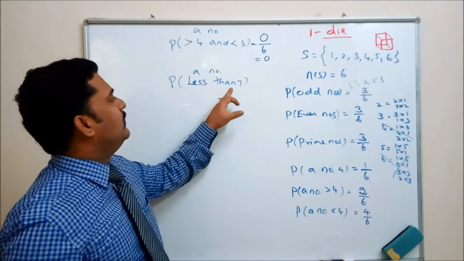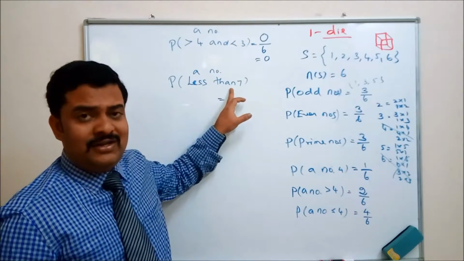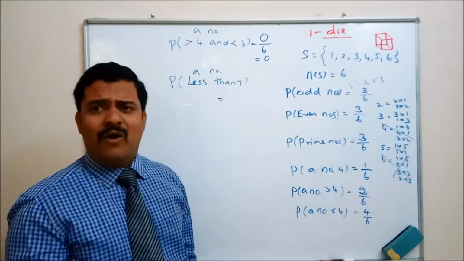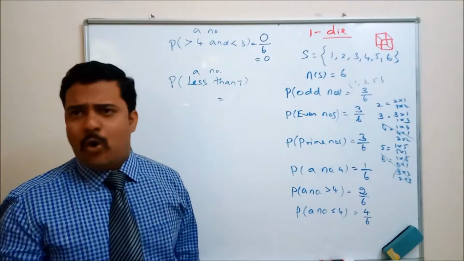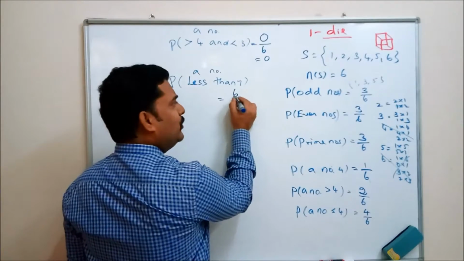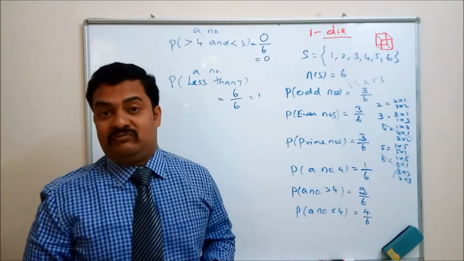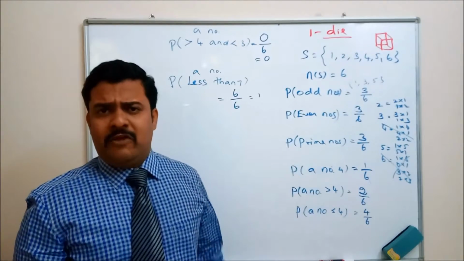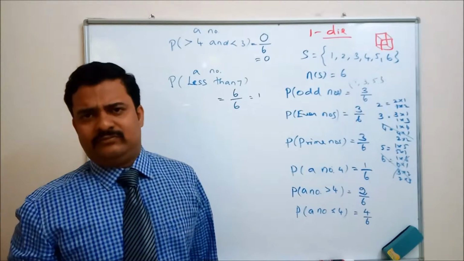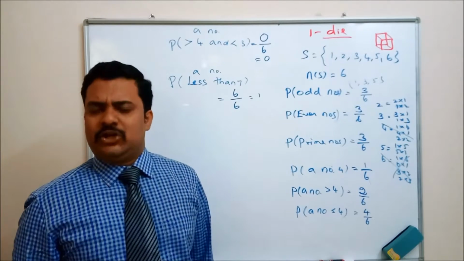And a number less than 7. How many numbers are there less than 7? Absolutely all the numbers, right? All the numbers are less than 7. So all the 6 numbers are less than 7. Very good. 6 divided by 6, that is 1, where this 1 is a sure event. Definitely it will happen. If you choose any number, it will be less than 7. So there is a 100% chance of getting such a number in a try.